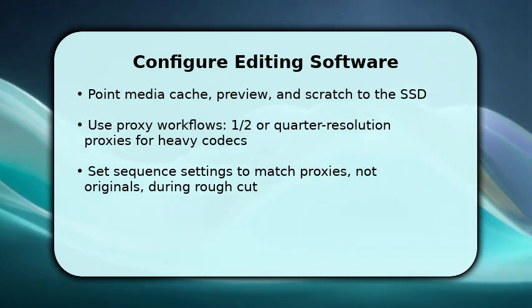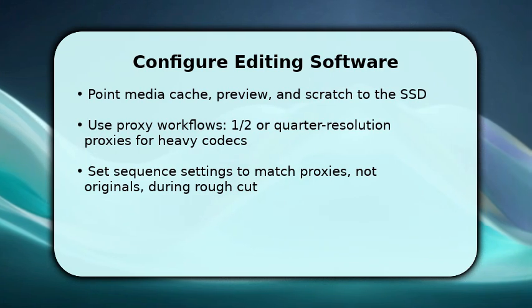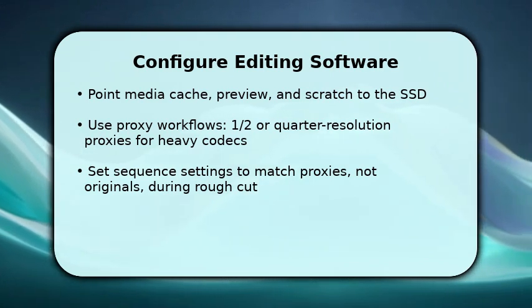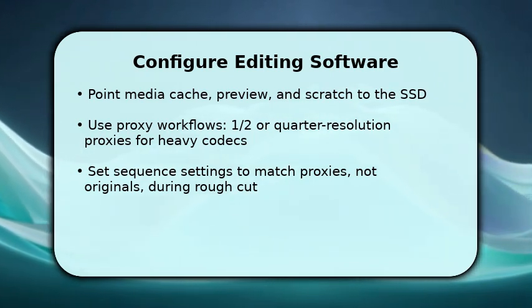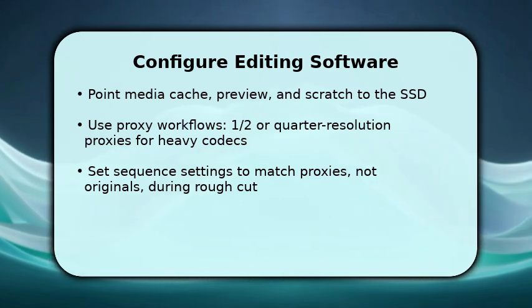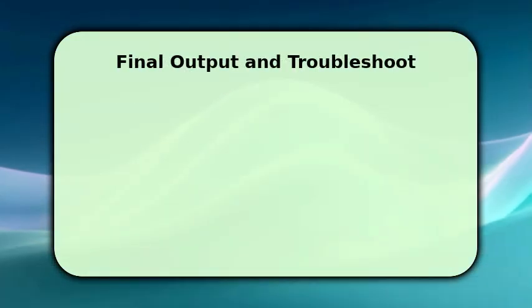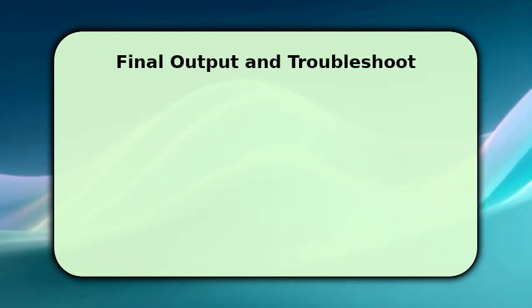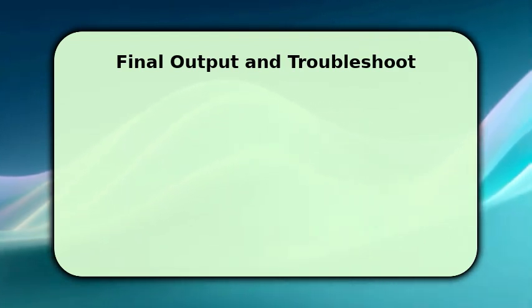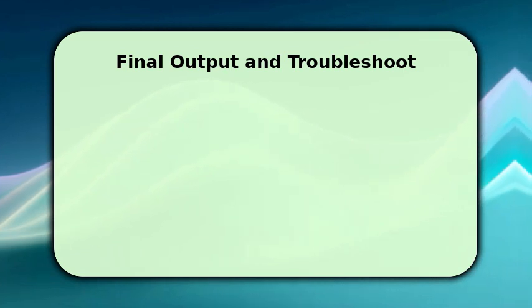Then make sure your sequence settings match the proxy frame size and frame rate during the rough cut. This reduces real-time scaling and lets you work faster without stressing storage. For final delivery, swap the project from proxies back to original media and confirm all clips relink correctly. This preserves quality during export.